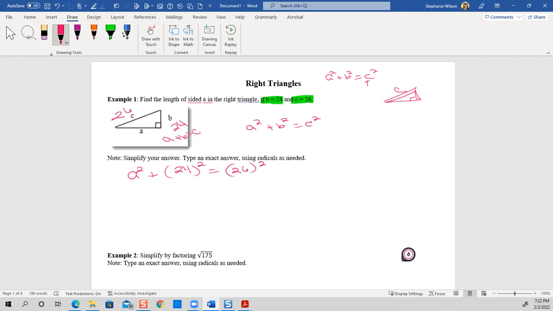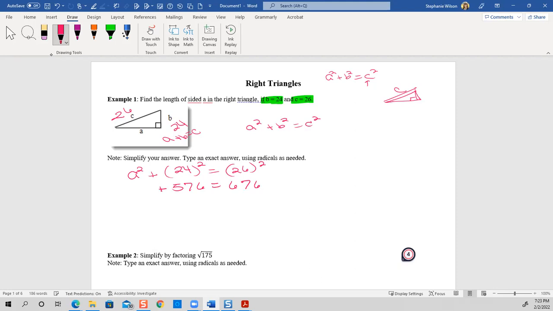Okay, so before I do anything, I'm going to go ahead and square the 24 and the 26, because we know the values of 24 and 26, but we don't know the value of a, so we're just going to leave it alone. And so 24 squared is 576. 26 squared is 676.